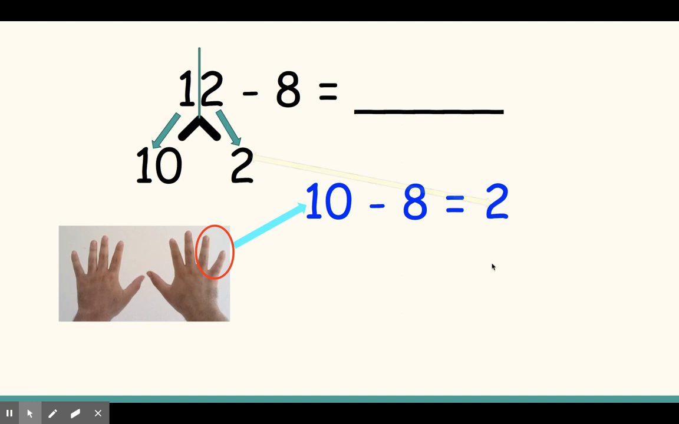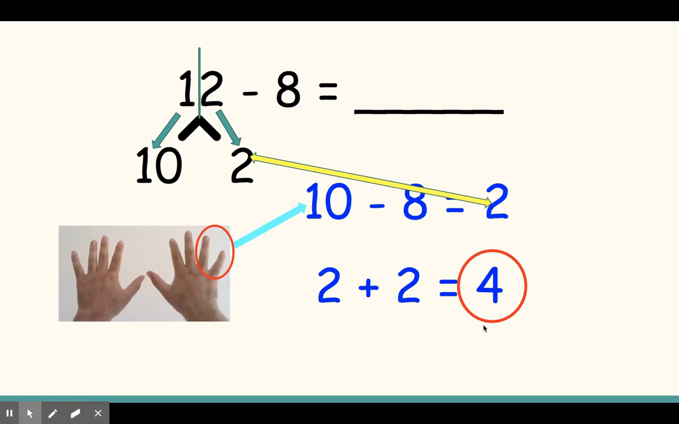Now, we can't stop there because remember, we have this 2 here, but we also have the 2 that was the other part of 12 when we broke 12 apart into 10 and 2. We need to take these 2 2's and add them together. 2 plus 2 equals 4. That's our answer. 12 subtract 8 equals 4. Remember, think of 10 as your fingers. This will help you as you solve these problems.